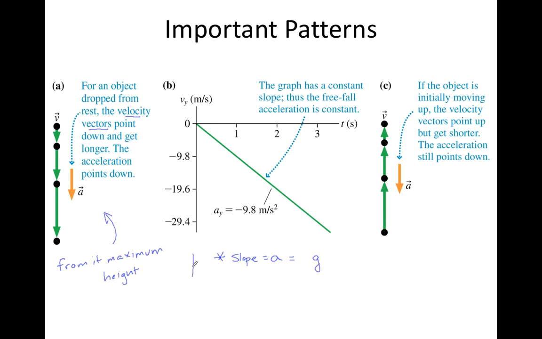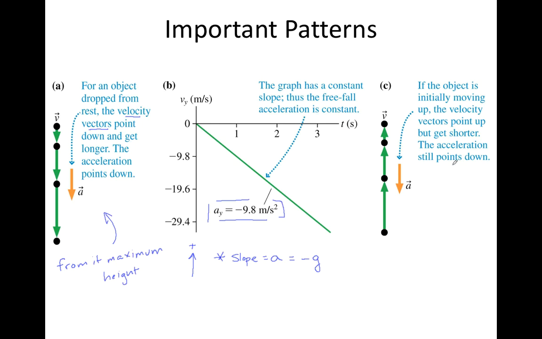And if we define up as our positive direction, then down would then be negative. So we should expect that in a coordinate system where up is positive, an object that's in free fall should have a velocity-time graph with a slope equal to negative g. And here the slope is given a value of 9.8 meters per second squared.